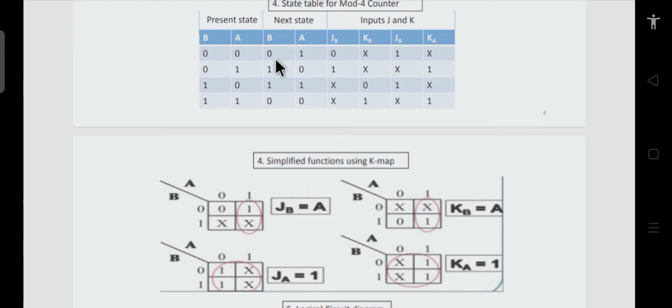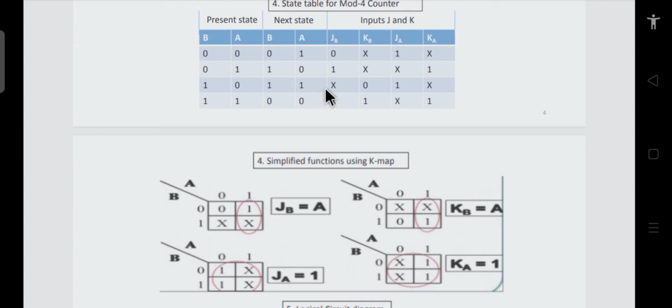So for JB, this is your MSB. If you write the K-map for JB, it will look something like this, because I have written it in terms of the present state. 0, 0 is the present state, so this is your cell. For this, the output JB is equal to 0. For the state 0, 1, which is B equal to 0 and A equal to 1, JB is equal to 1. This is what I have filled.